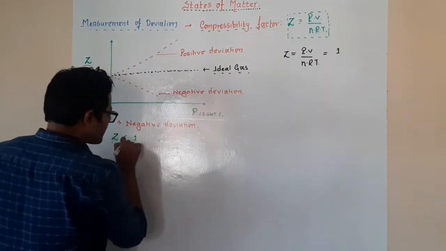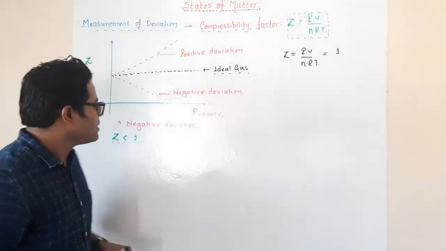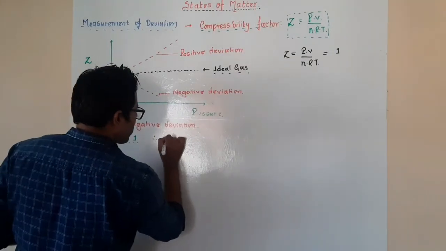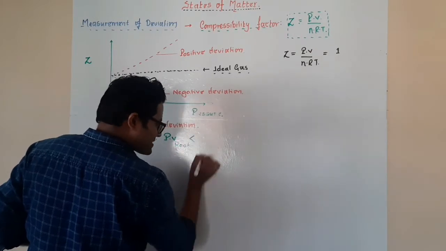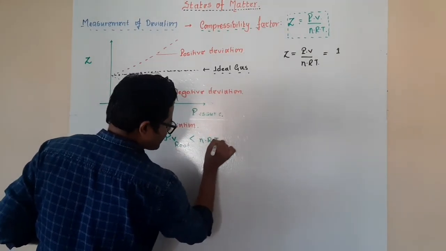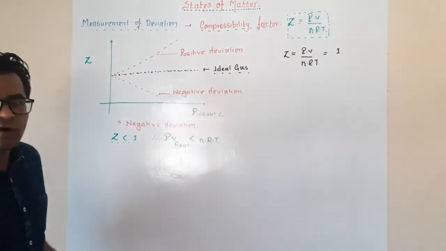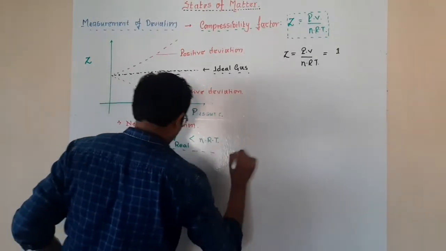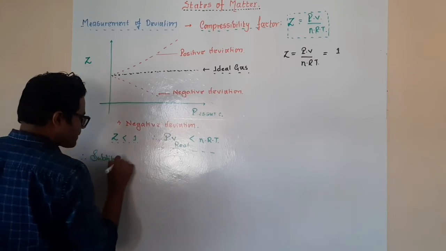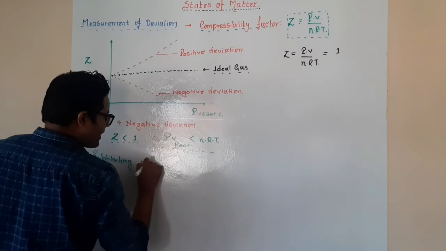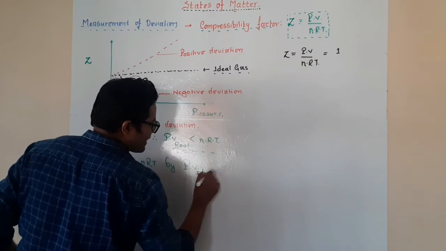So here, the compressibility factor value is going to be less than unity, that is, less than 1. Therefore, can we say that P into V for real gases is going to be less than nRT? Of course, when nRT is greater, then only we are going to get the value of Z less than 1. So this is a condition we can get. Therefore, substituting the value of nRT by P into V of the ideal gas.